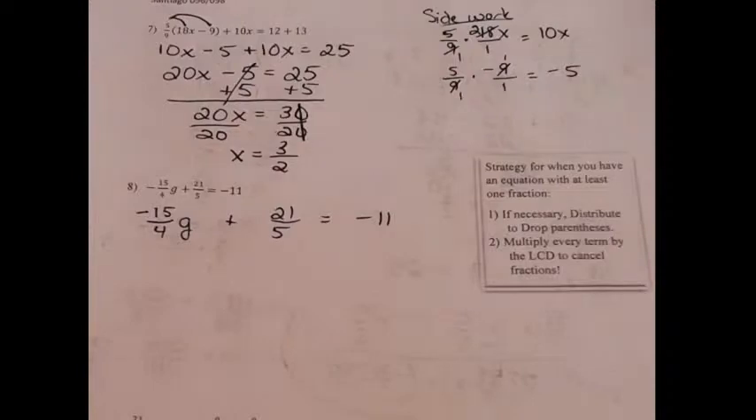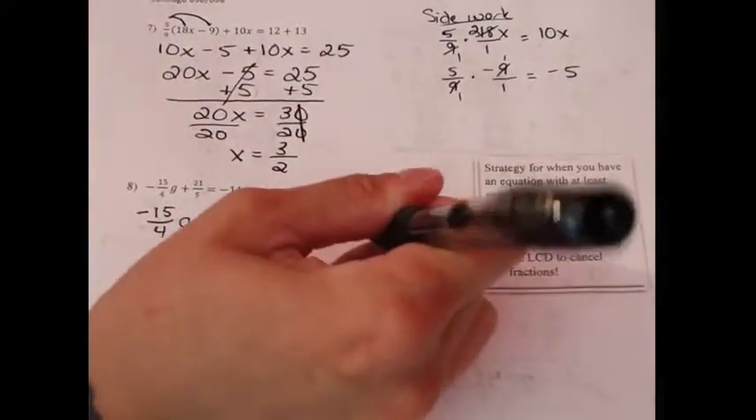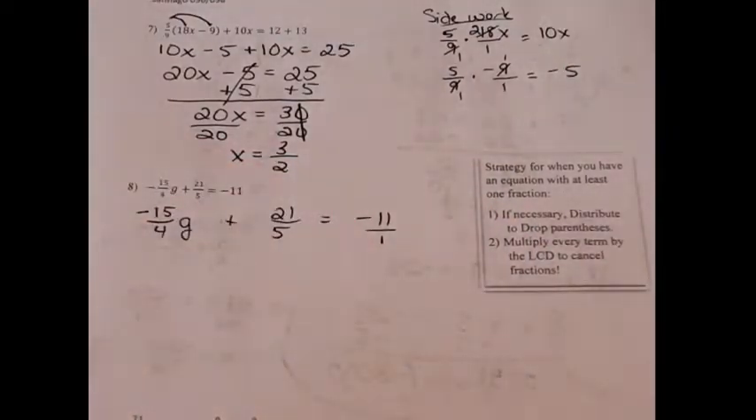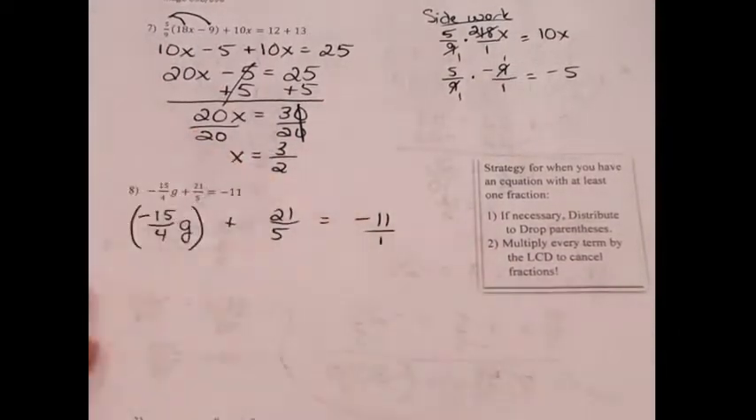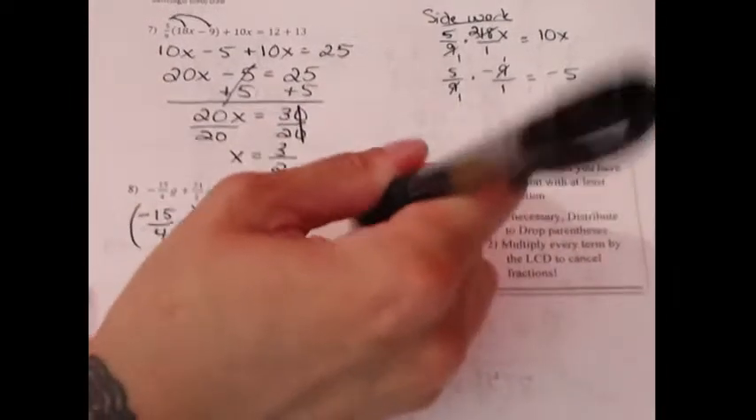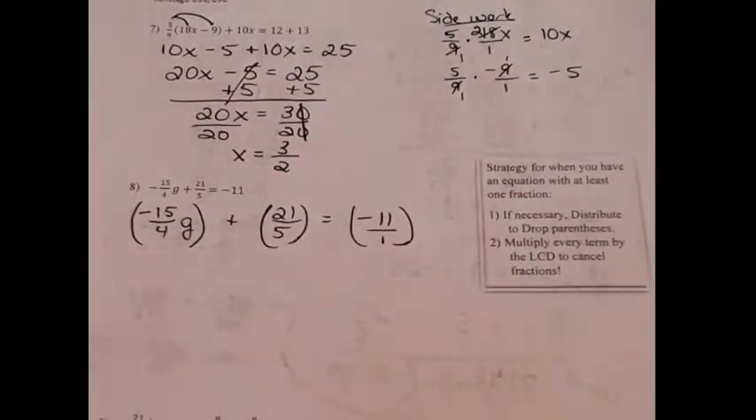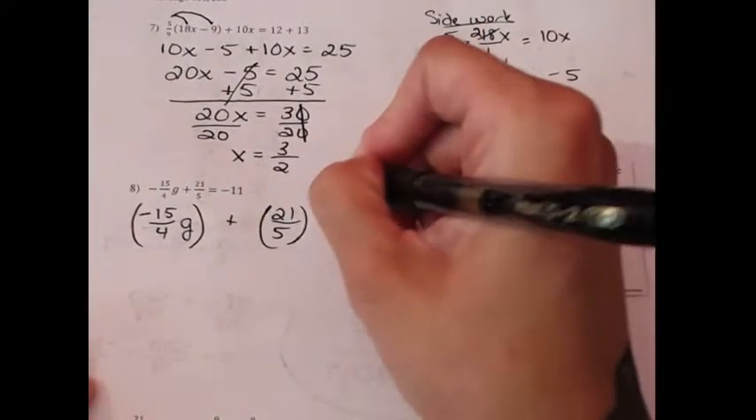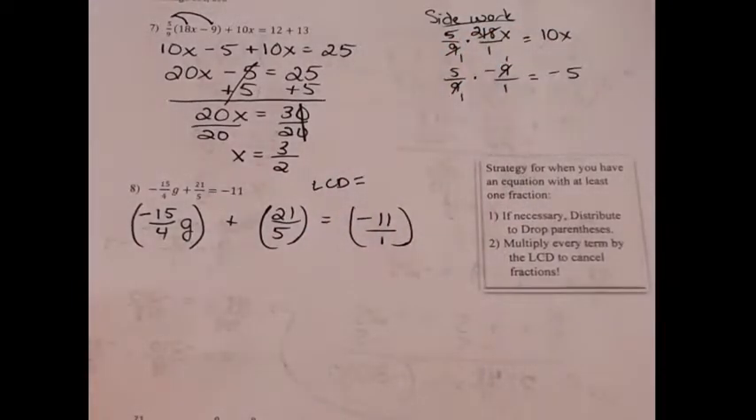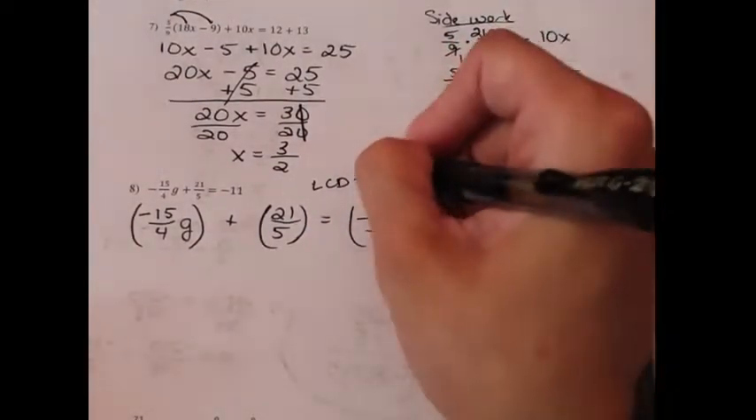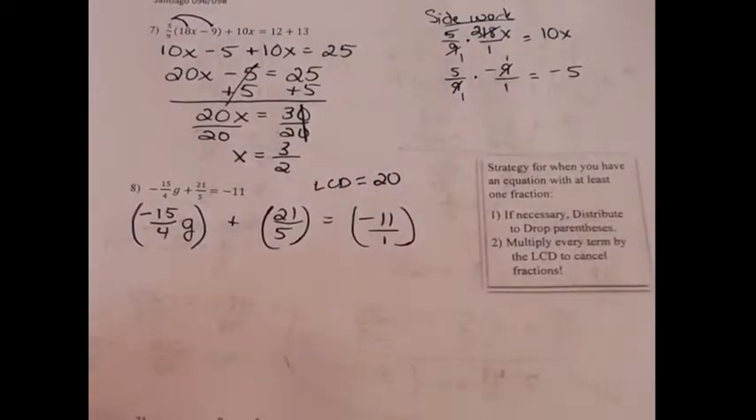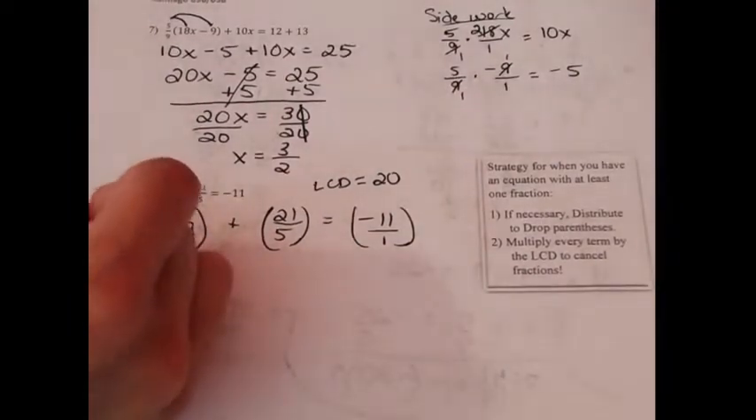So our denominators are 4 and 5. Notice this negative 11 is over a 1. If you would like, you can write that in there. Our integer, negative 11, is over a 1. That's pretty cool. So let's multiply every term by the LCD. When I multiply every term, notice that I put each term in parentheses first. My personal style, I like it. It helps me to see things a little bit better. And then I'm going to make a note of what that LCD is. So in this case, we're going to recognize that our LCD is 20. Okay? So we have 3 terms. We packaged each term in parentheses, and we're going to multiply each term by 20.